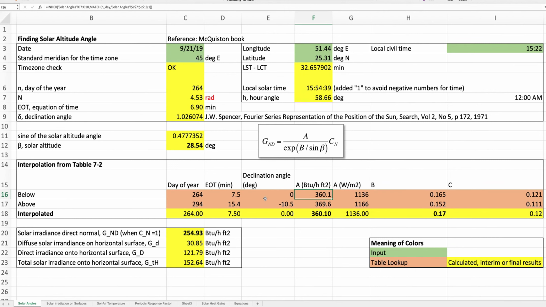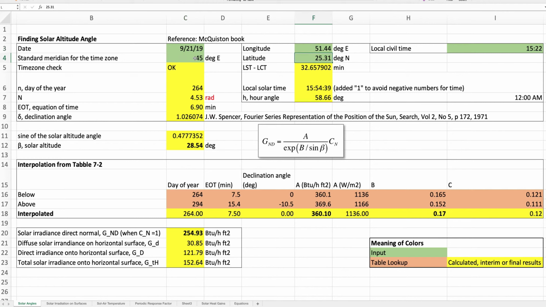Okay, so to do the table lookup, what you need is the day of the year. Over here, this is the day number of the year, and that's a function of the date that you enter up there in a green cell. So when you do the calculation, you need to specify the date, and of course you need to tell the spreadsheet where your location is, longitude and latitude.